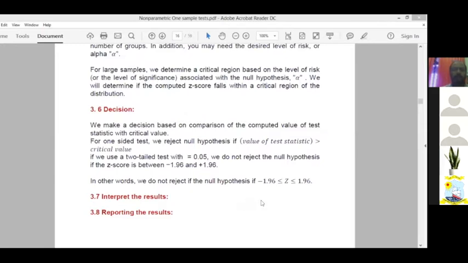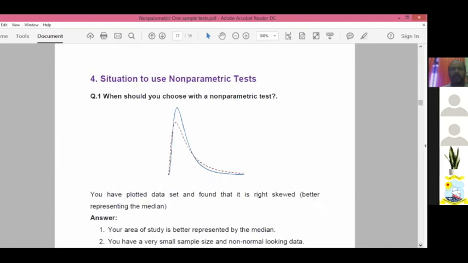So this is the what, and then we have to make the inference or interpret the results, and then report the results. These are the stages we have to follow as far as testing a hypothesis is concerned, which we use in both parametric as well as non-parametric methods. So that is a very important basic idea about the testing of hypothesis.